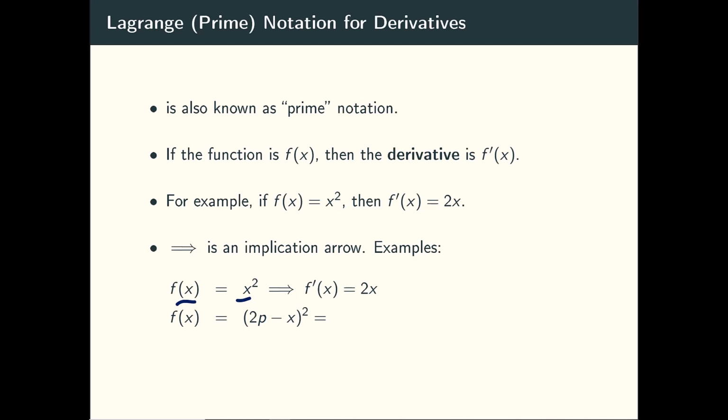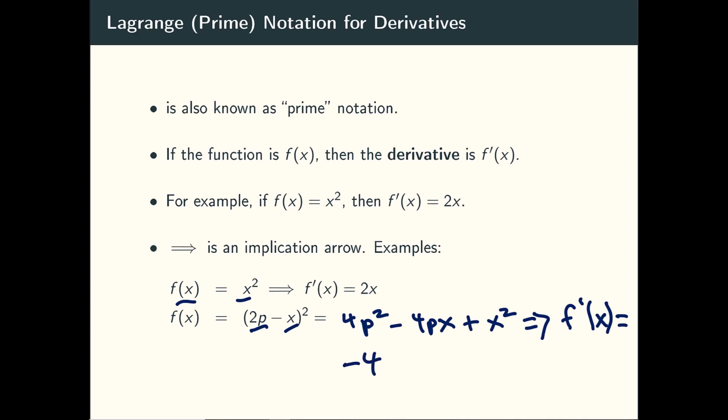If we have f of x is equal to 2p minus x, where x is the variable of interest, we could say, well, 2p, p being some constant number, minus x, the whole thing squared. We could expand that out. So we have 4p squared minus 4px plus x squared, which implies that f prime x is equal to, and I'll continue on the line below, minus 4p plus 2x. How did I take the derivative so quickly? Well, we'll talk about that in the next series of videos. But for now, let's just focus on this prime notation and the implication arrows.